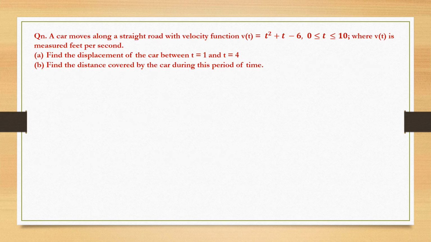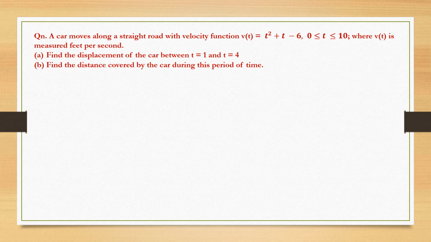Now let us solve a problem. A car moves along a straight road with velocity function defined as v of t equal to t square plus t minus 6, where t varies between 0 and 10 and v is measured in feet per second. First we have to find the displacement of the car between t equal to 1 and t equal to 4, and second we have to find the distance covered by the car during this period of time.